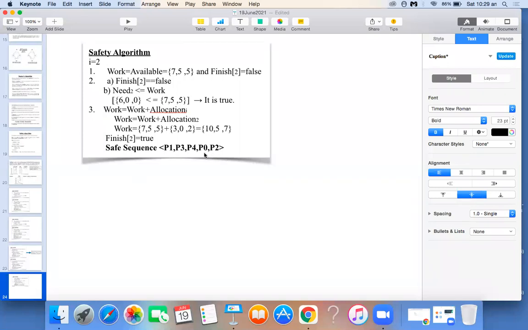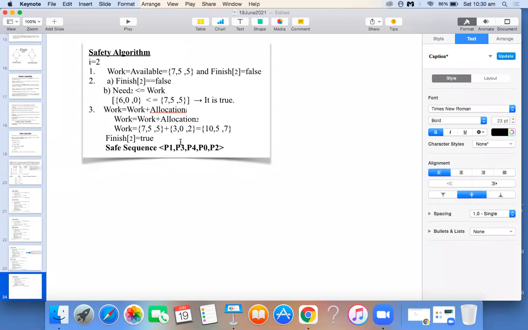It is showing P2 and P0. Since I have considered the process P0 first, that's why I have written here P0 and P2. Both are the same. There is no problem at all. Only thing is you have to show at the end of your safety algorithm that all the processes have executed successfully. That is your intention in the safety algorithm.